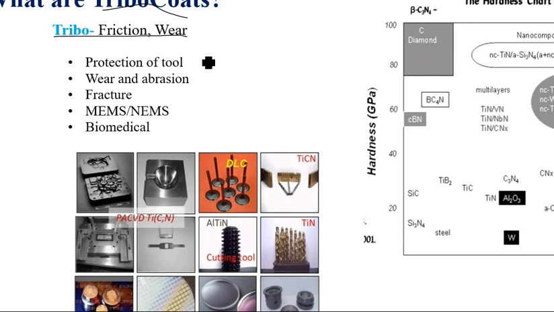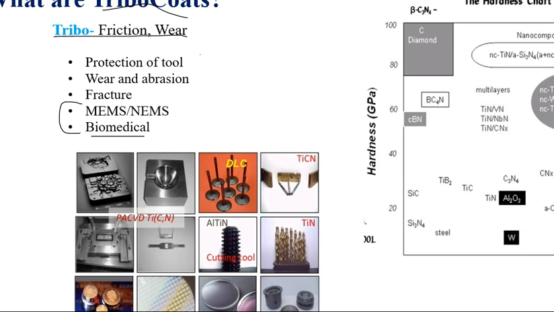If you want to protect industrial tools, you need to apply a tribological coating, and you need to avoid any sort of wear and abrasion that is harmful for the tools, and fracture, that is crack growth and propagation. And if you go to downscale devices, tribo coats can also be used in micro-electromechanical systems or nano-electromechanical systems, and they are also used in the case of biomedical implants.